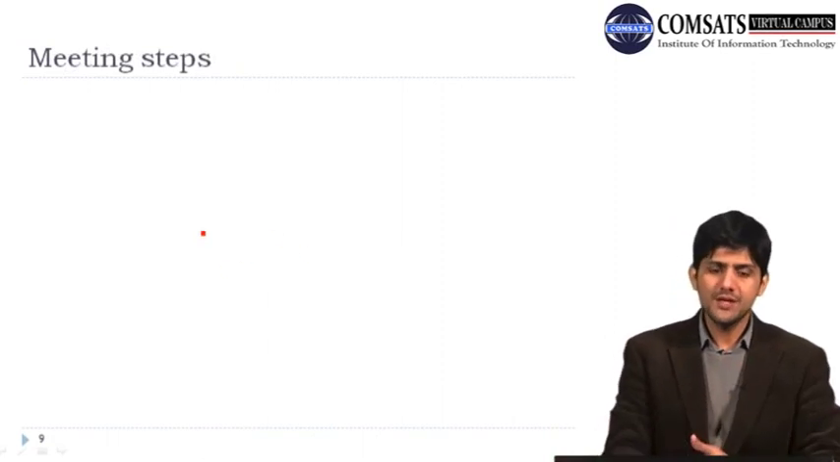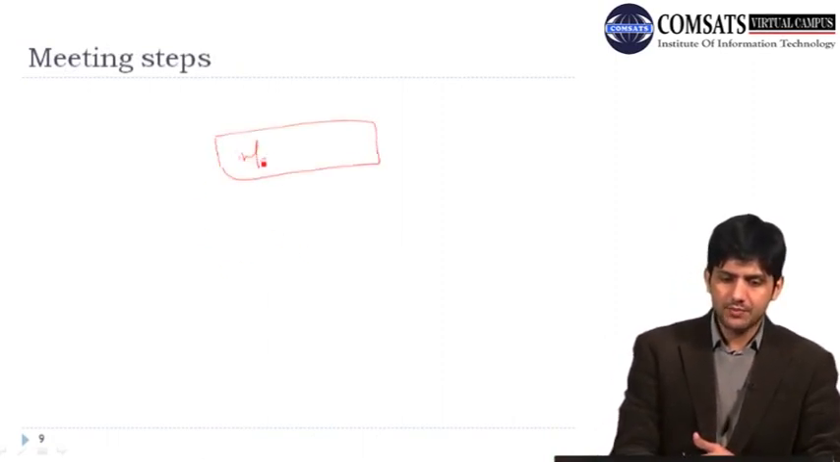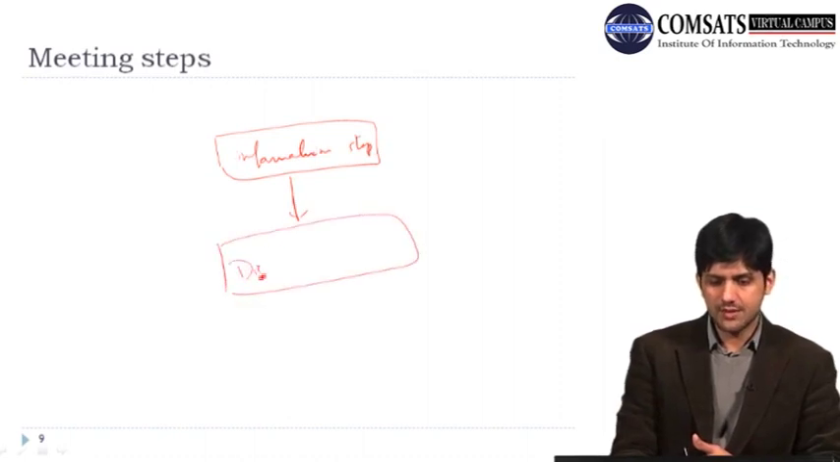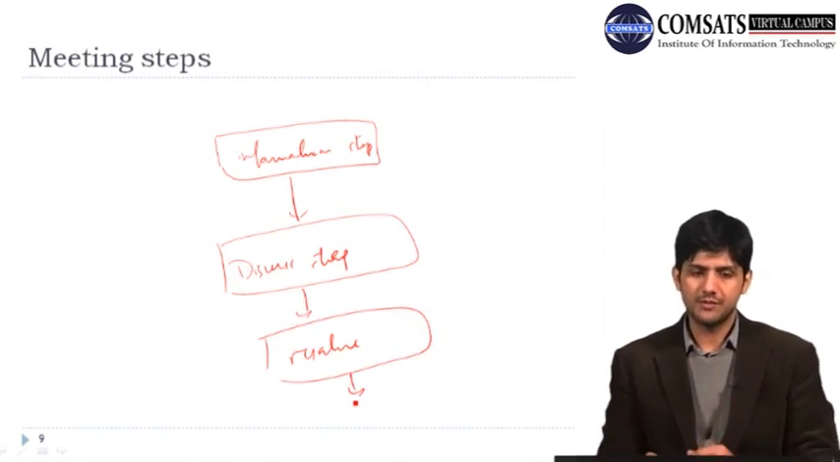So when we go in a negotiation meeting, the first thing that we do is inform people. So the information step is the first step, and when we inform people, then we give them a chance to discuss, and then finally we try to resolve. And there should be an output of this particular step.